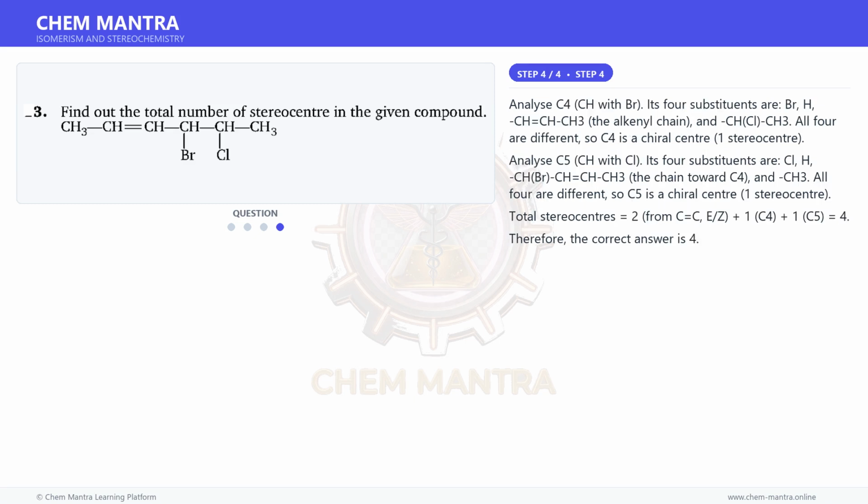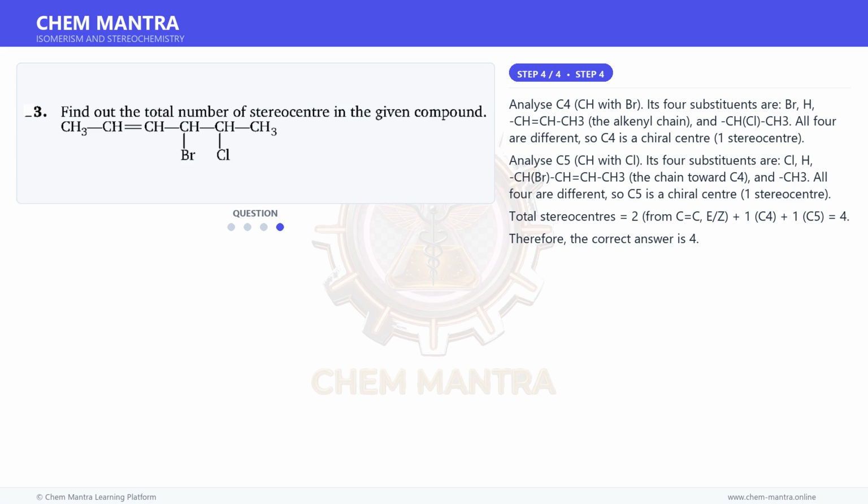And for the final step, analyze C4, CH with Br. Its 4 substituents are Br, H, CH=CH-CH3, the alkenyl chain, and CH(Cl)CH3. All 4 are different, so C4 is a chiral center, one stereocenter.